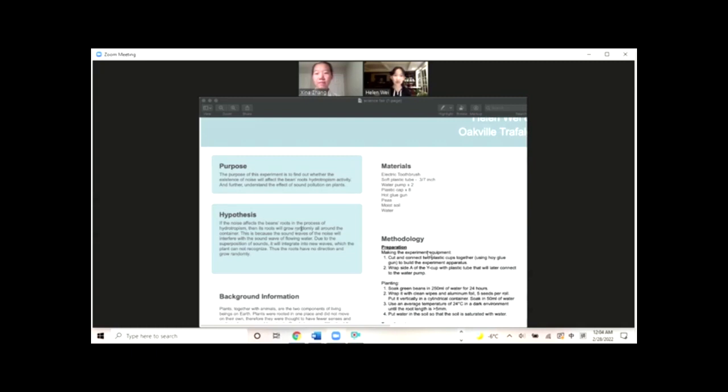So we infer that if the noise affects the bean's root in the process of hydrotropism, then its roots will grow randomly all around the container. This is because of the superposition of sounds, where the noise and flowing water integrate into a new kind of sound wave, which the plants cannot recognize, thus the roots have no direction and will grow randomly.